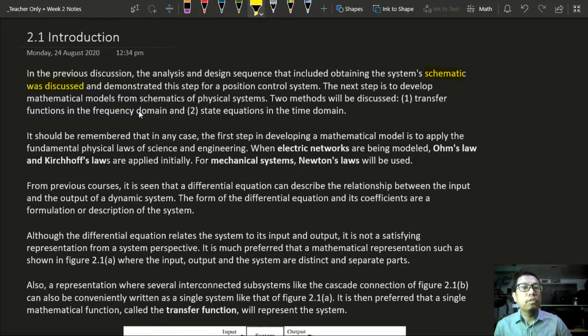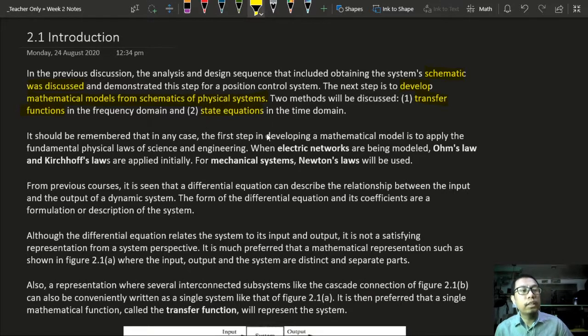Okay. So, in this yung next step na involved in such process would be to develop mathematical models for schematic of physical systems. So, after nyo makapag-develop nung schematic, okay, we need to have a mathematical model. Okay. Now, we will be presenting two methods. Number one is yung transfer function. Okay. And number two is the state equation.